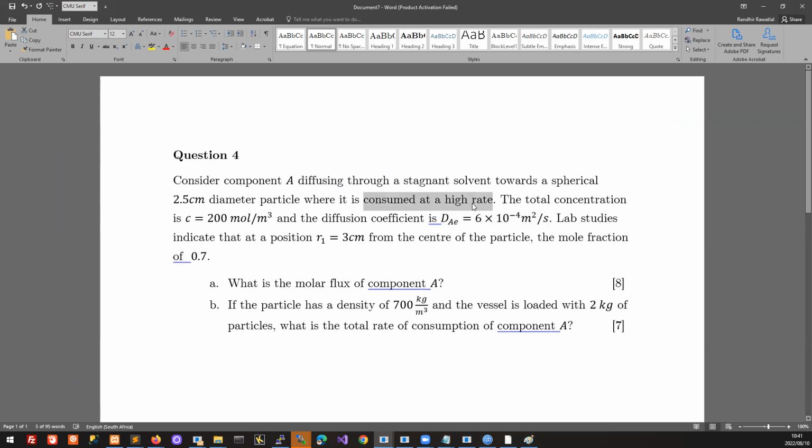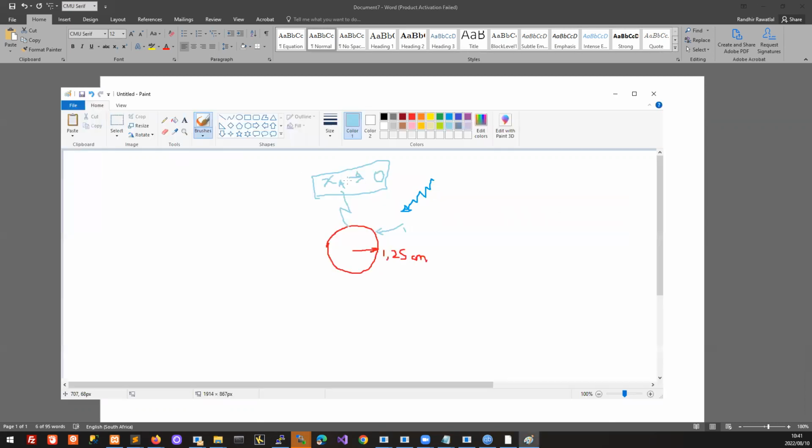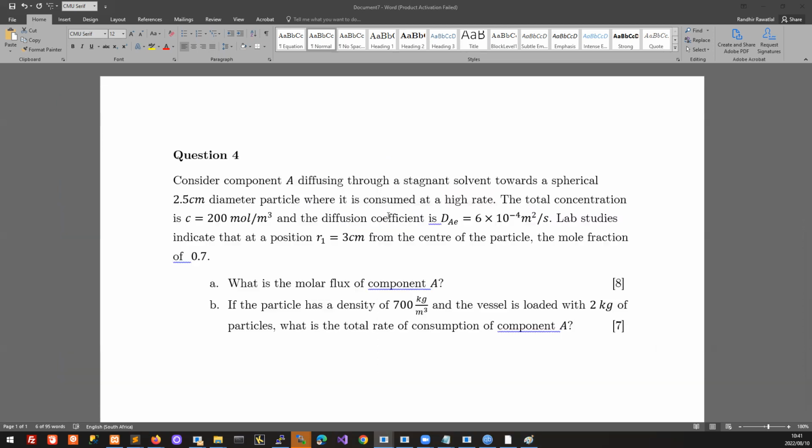The moment you see a relative term like high rate, then you have to ask, well, high in comparison with what? And so it's in comparison with the diffusion flux. Okay, so that's one thing. So just from the fact it's consumed at a high rate, we now have this statement that on the surface, we can treat the mole fraction as zero, even though we know it's not exactly zero.